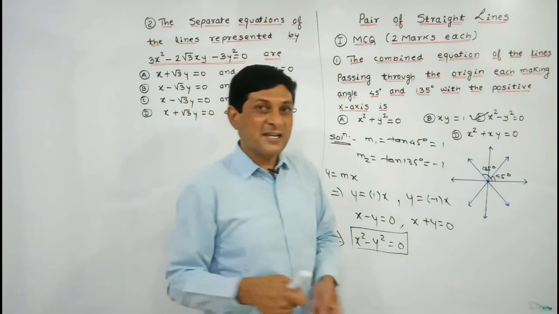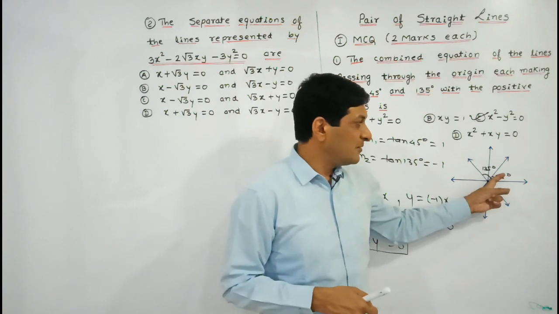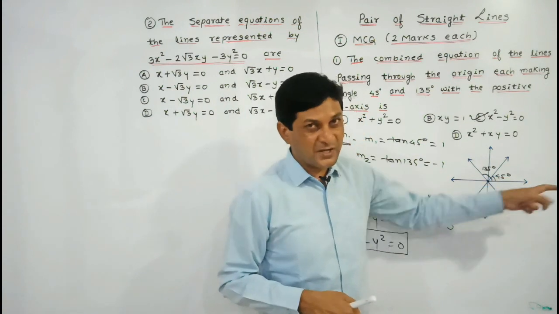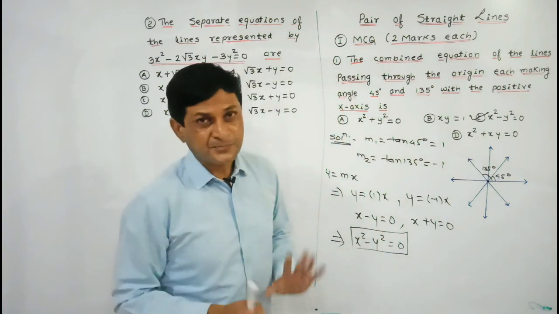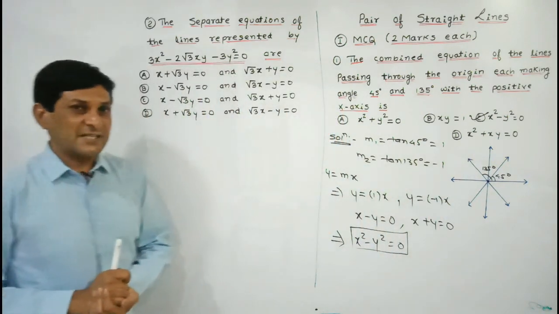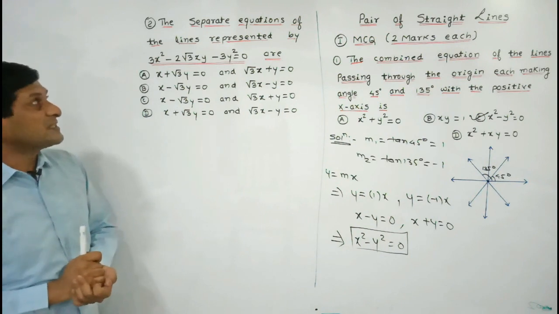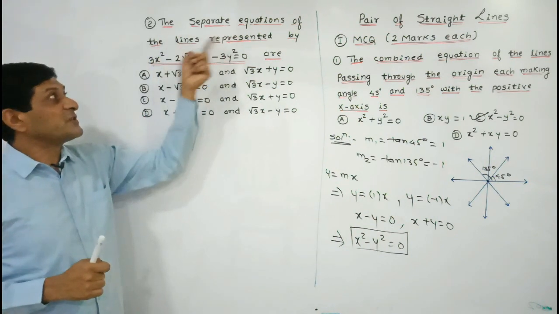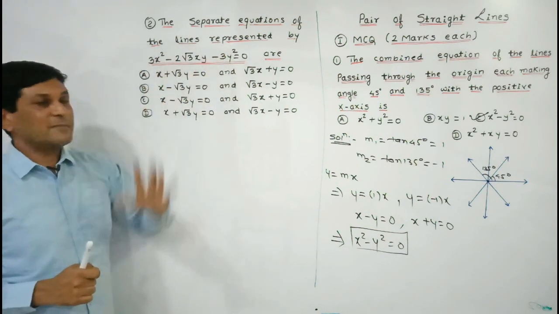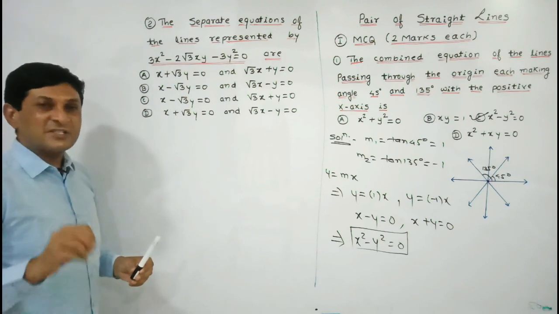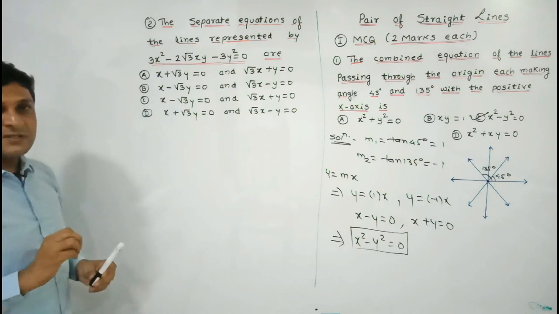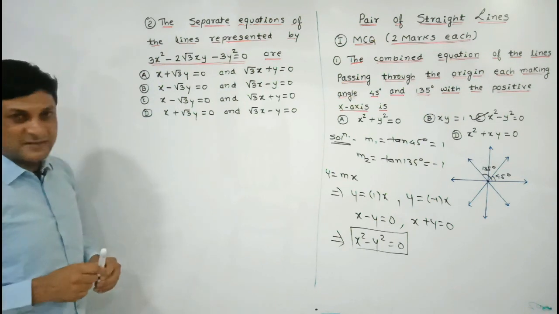If it bisects the angle between coordinate axes, it means one line will make angle 45 degree and the second line will make angle 135 degree. So hope these ideas are very clear to you. Now observe in the second example, we have to find out separate equation of lines represented by this equation. So whenever we are finding separate equation, our first priority is to apply factorization method.